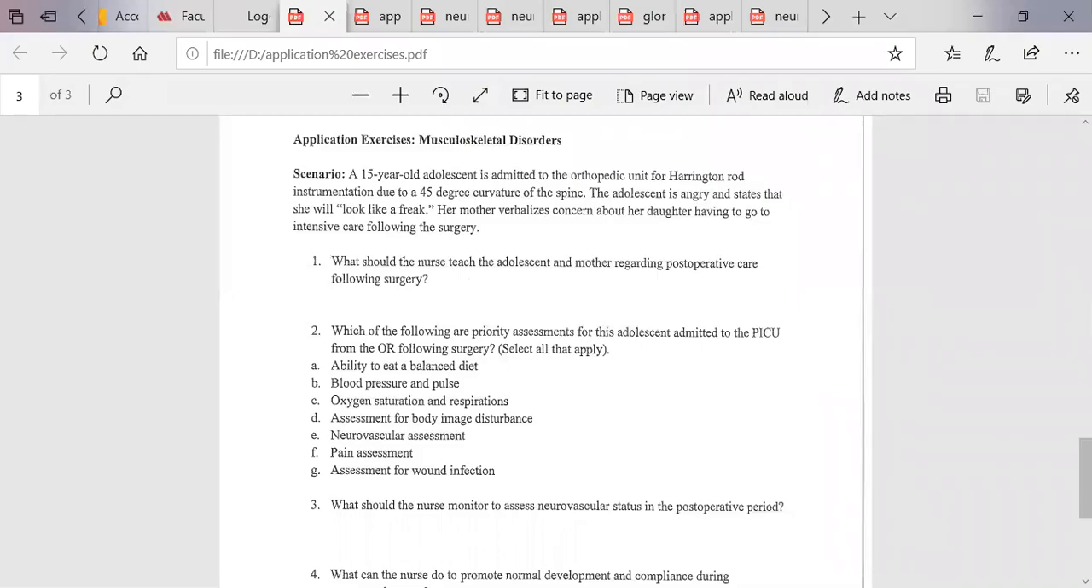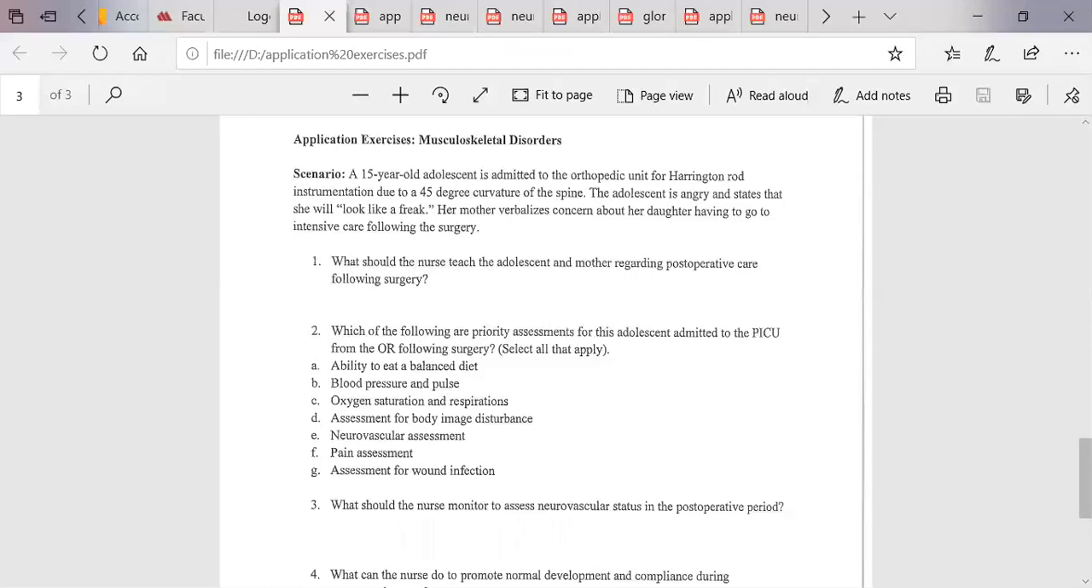Okay, we are going to talk about musculoskeletal disorders. Scoliosis is our first case study or application exercise. Let's talk a little bit about scoliosis before we get into the application exercise. Onset is typically pre-adolescent growth spurt, around the age of 10 is typically when we start screening, so this is typically when we see it.